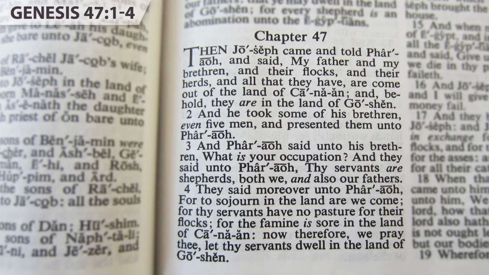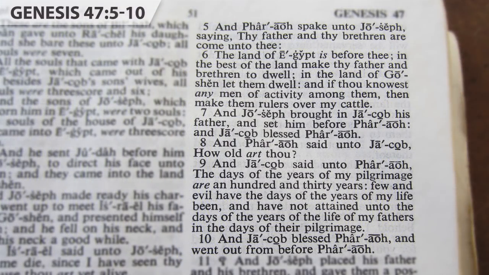It's all about shepherding. Going down to verse 5, And Pharaoh spake unto Joseph, saying, Thy father and thy brethren are come unto thee. The land of Egypt is before thee. In the best of the land make thy father and brethren to dwell. In the land of Goshen let them dwell. And if thou knowest any men of activity among them, then make them rulers over my cattle.